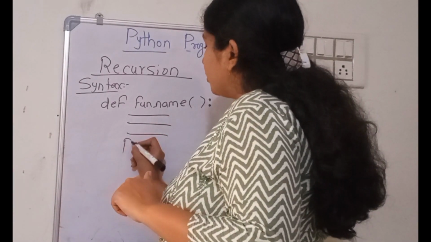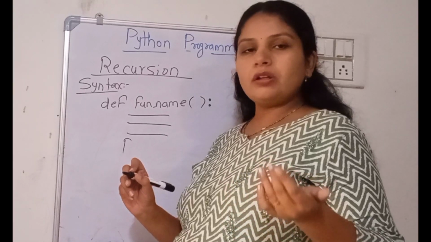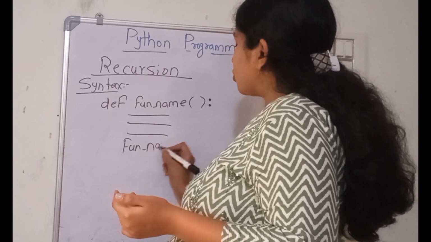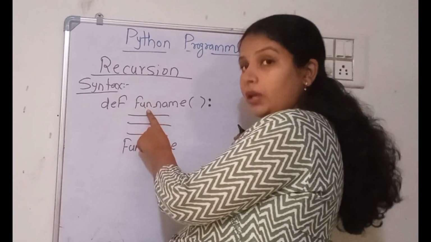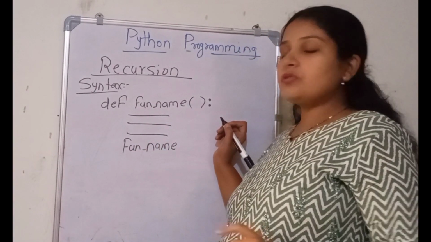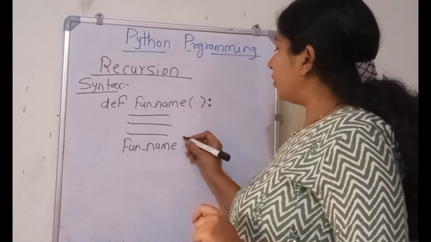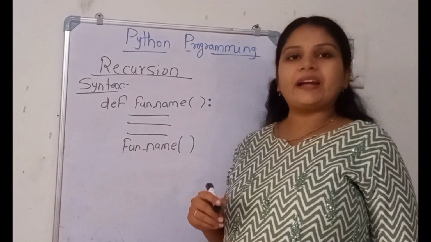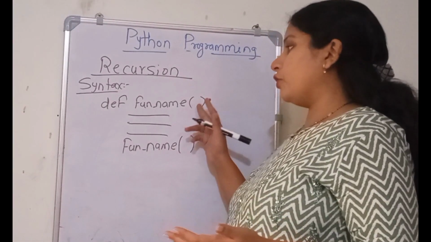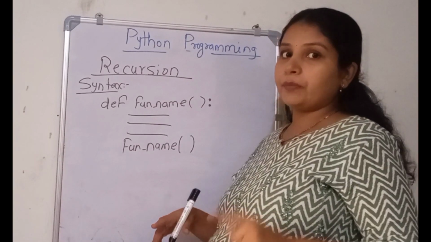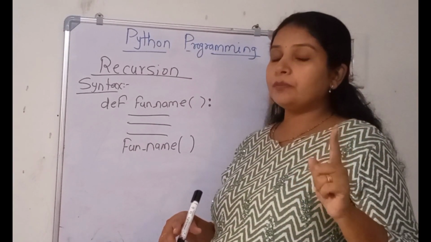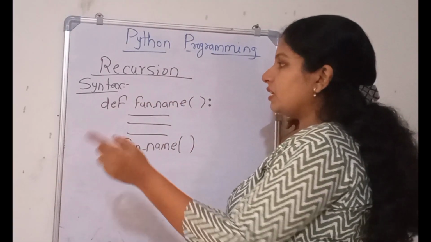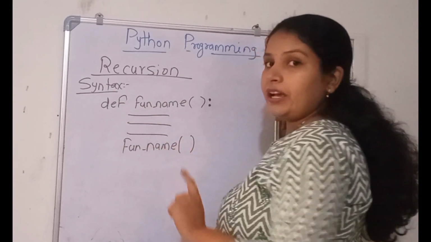So how to call the function? Just call it by its name. The function name, the same name, nothing is changed. The same function name will be used to call the function itself. As we have not taken any parameter, here also the brackets will be empty. And if you are taking a parameter, you must pass the parameter value here, because depending on the parameter, your inputs will change and your output will change. So basically you are just calling the same function inside itself.